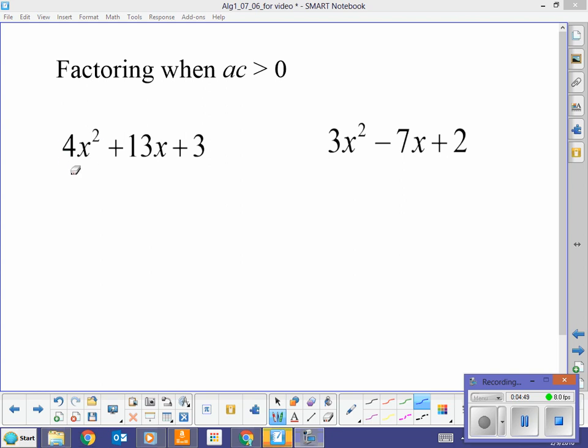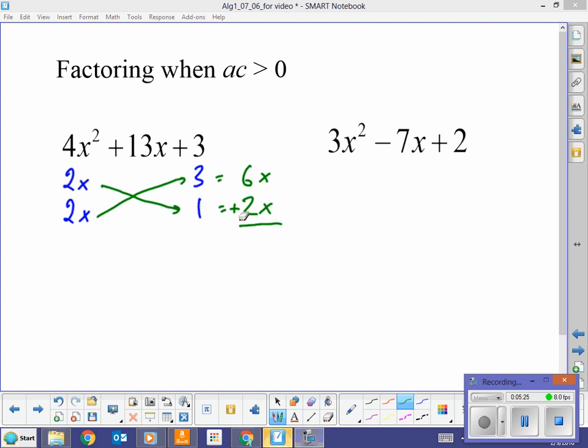So 4x squared. We can factor this into 2x and 2x, right? 2x times 2x. And over here, 3. Well, this is prime, so that's going to be easy. 3 times 1. And I list it this way for a reason. And this is the reason. What we're going to do is cross multiply this way and this way. 2x times 1 equals 2x. 2x times 3 equals 6x. Now, does that add up? We want to add this up to equal this middle term. And this does not work.